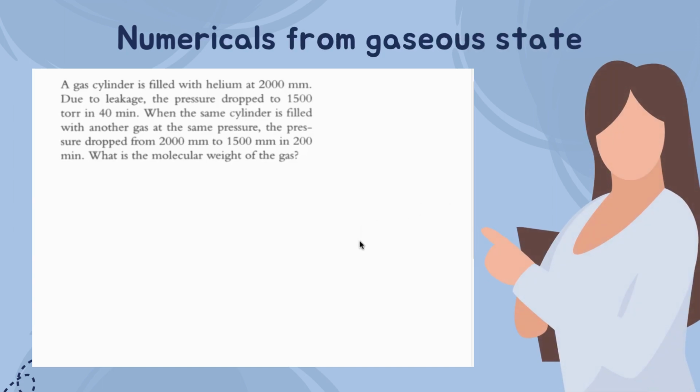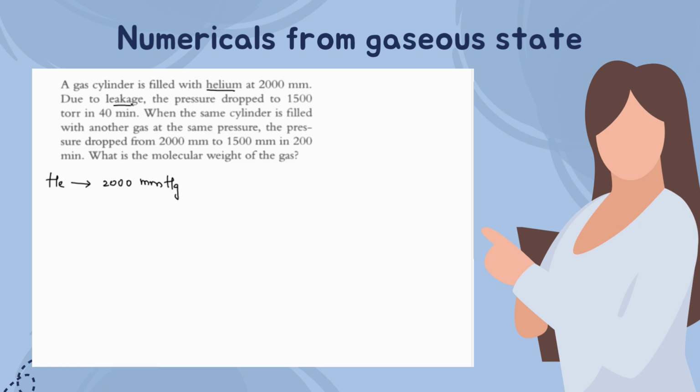So here we are with another question from gaseous state. Look at the question on the screen. It says a gas cylinder is filled with helium gas. So the gas in the cylinder is helium, and the symbol of helium is He. Its initial pressure in the cylinder is given as 2000 mm of Hg.